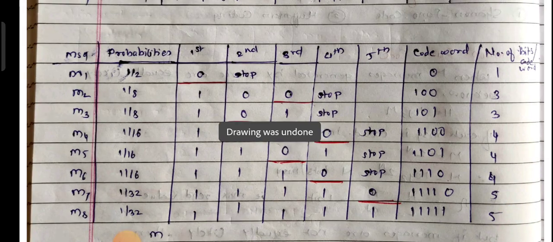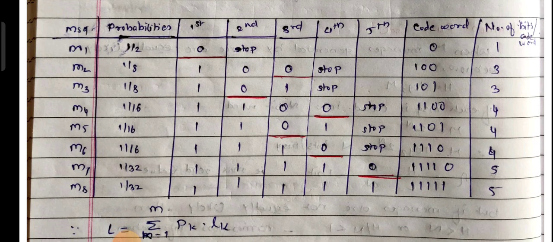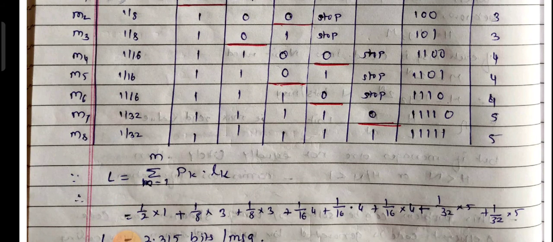So for M1 the code word length is 1. For M2 the number of bits in the code word is 3, so the code word length will be 3. For M3 it is 3, for M4, M5, M6 the code word length is 4, and for M7 and M8 the code word length is 5. Once I get these values of code word length, I can find the value of capital L.